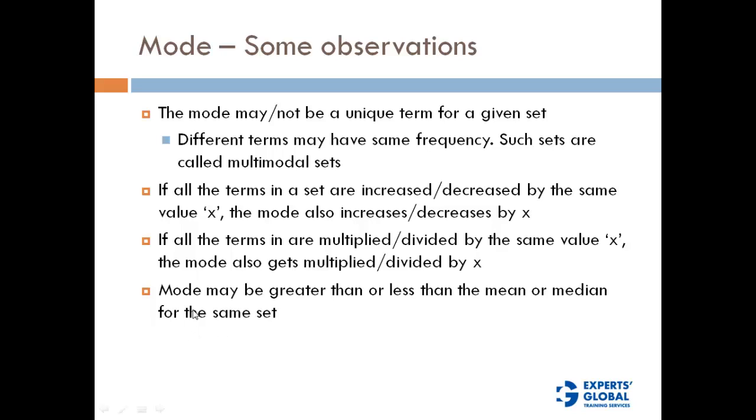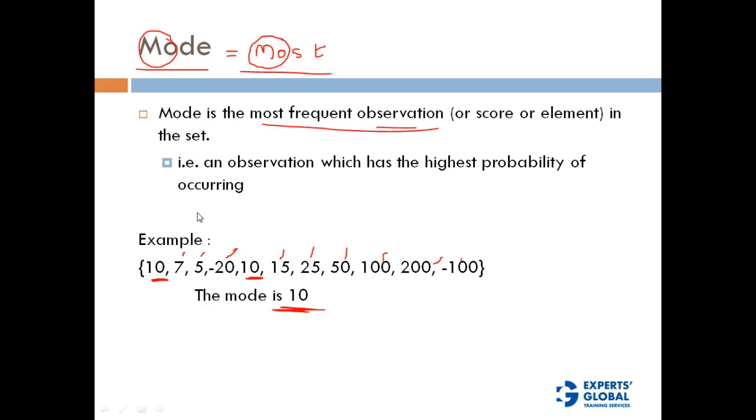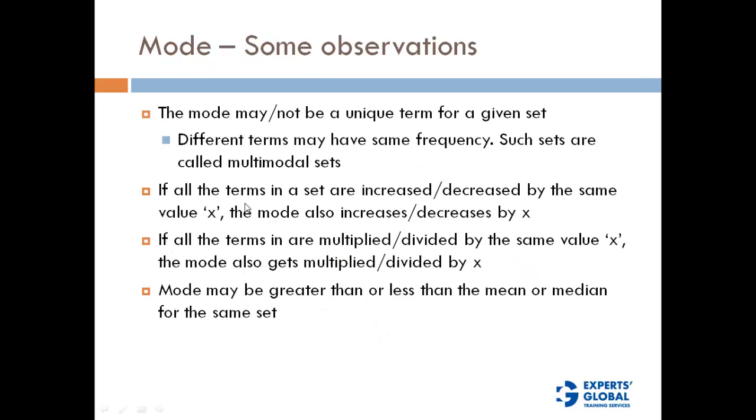Some observations regarding mode. Mode may or may not be a unique term in a given set. For example, if you're looking at this set, let's say you had another 7 here, the mode is also going to be 7. So the modes are going to be 10 and 7 both. Different terms may have the same frequency, like in the earlier example, we saw 10 and 7 both coming twice. So that particular set has two modes. Such sets are called multimodal sets.